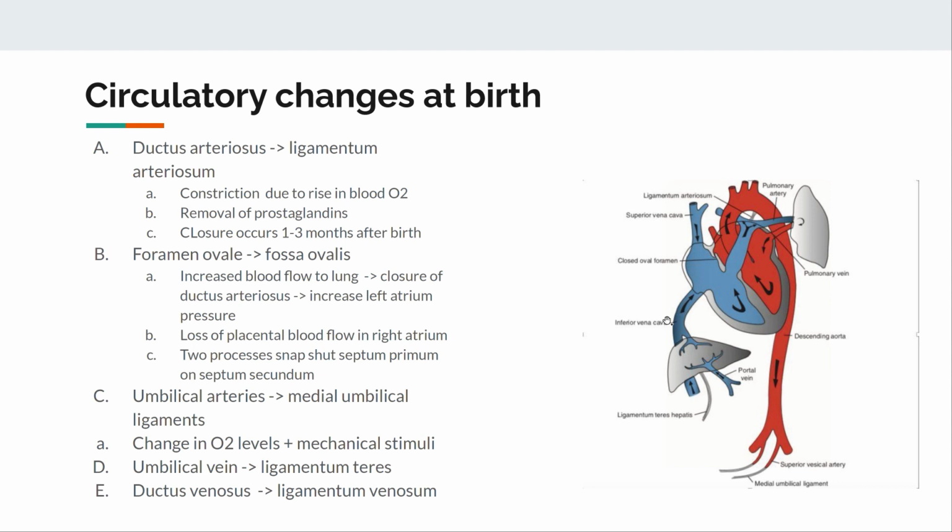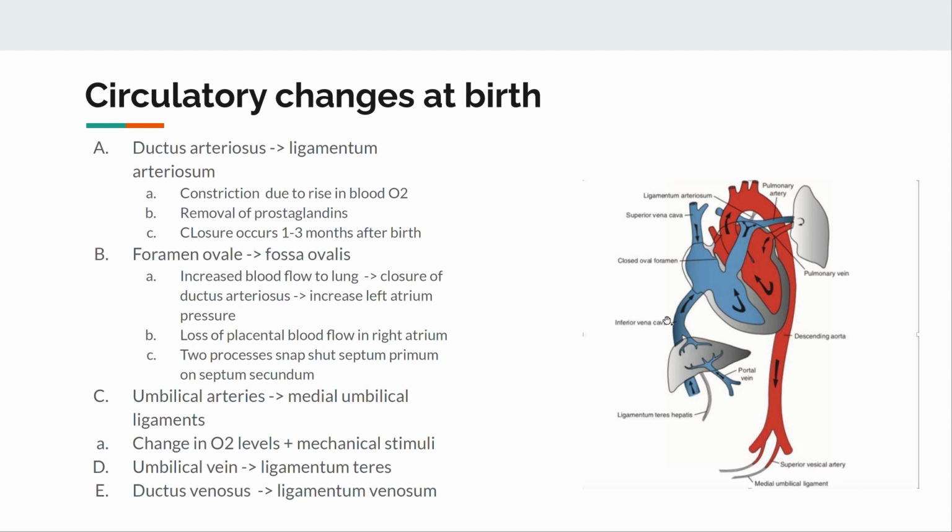So, starting with the ductus arteriosus, this becomes the ligamentum arteriosum. The main reason for this is the constriction due to a rise in blood oxygen levels, and also a removal of prostaglandins. Now, what's interesting here is that for treatment of neonatal patent ductus arteriosus, you actually give NSAIDs, which help close the ductus arteriosus.